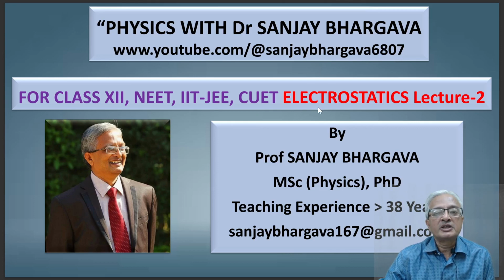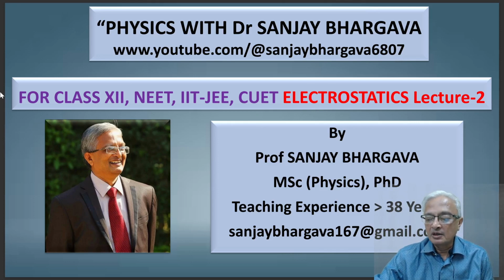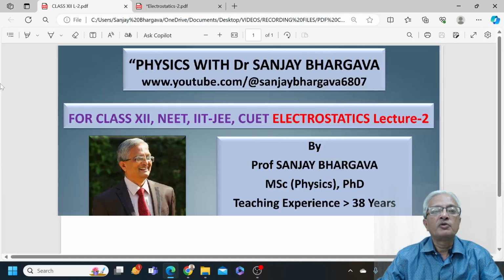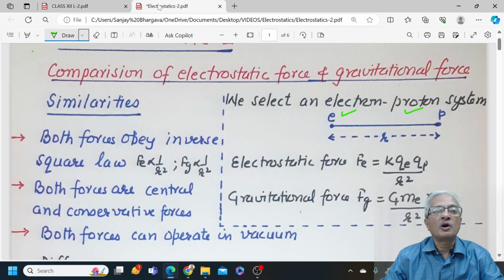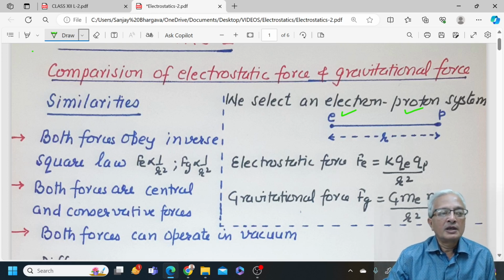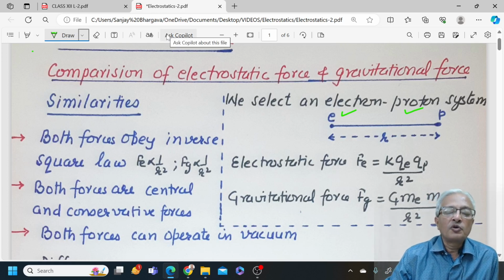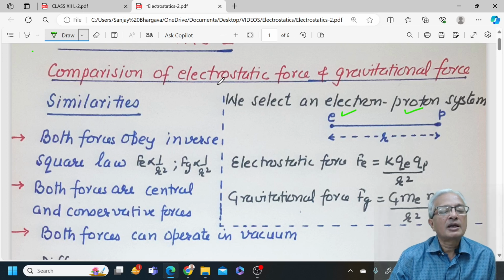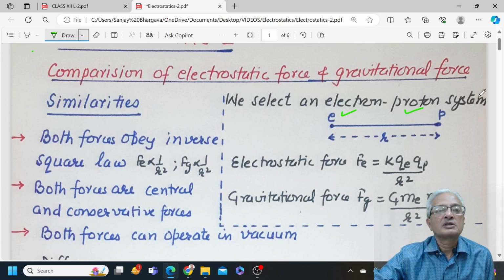In the first video lecture, we provided information about charges and its properties, Coulomb's law, then properties of the electrostatic force and the concept of dielectric constant. In today's video, we would try to understand the concept of continuous charge distribution, then how to calculate the force between multiple charges and compare the properties between electrostatic force and the gravitational force.